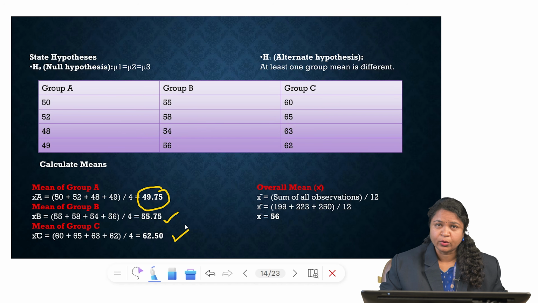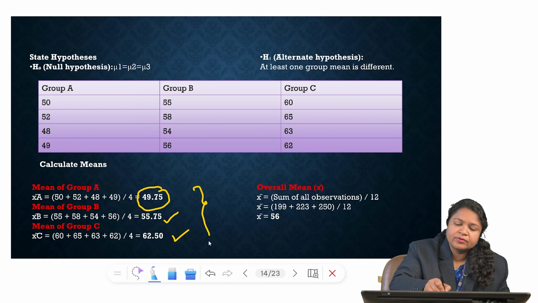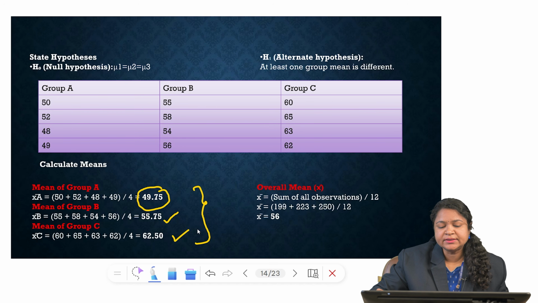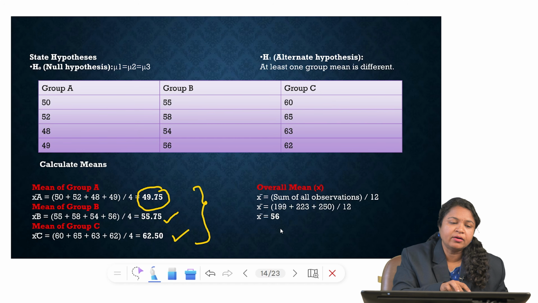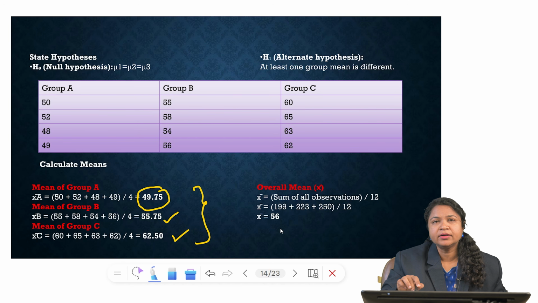Now there is one more mean, that is the overall mean. To calculate the overall mean, we add these 3 and divide by the number of groups. So these 3 divided by 3. So we get the overall mean as 56. Now this is important. We have calculated the individual means and the overall mean.